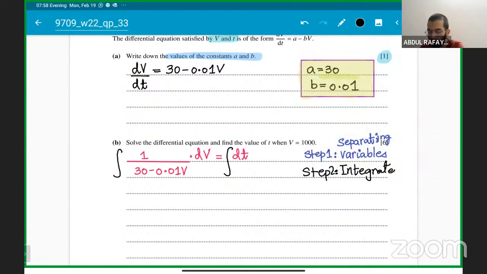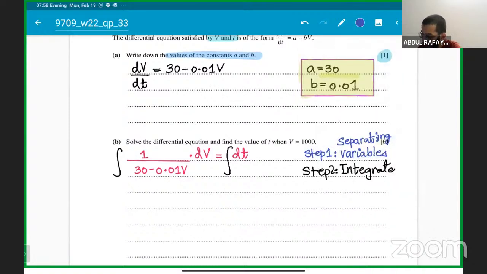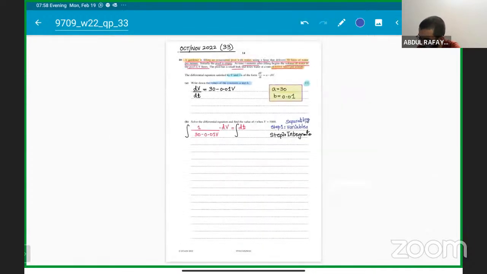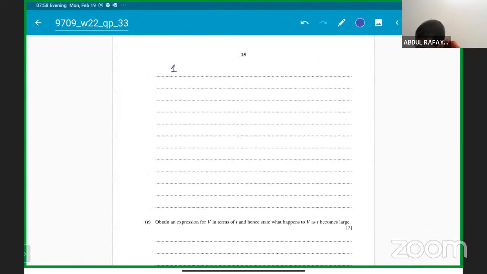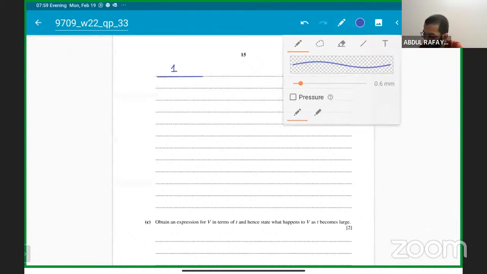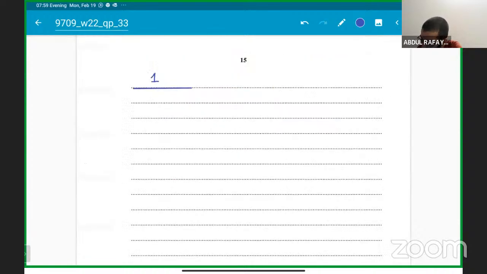But first, I would like to change this expression a bit so that we can clearly solve it. Follow carefully, students. 1 divided by (30 minus 0.01 times V). I'm just simplifying, not integrating. I'm just trying to make it easier. So what we can do is write 0.01 in fraction form: 30 minus 1/100 V. Getting it, guys? How many got this?